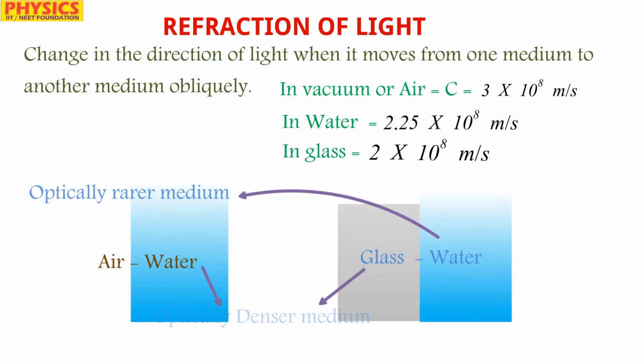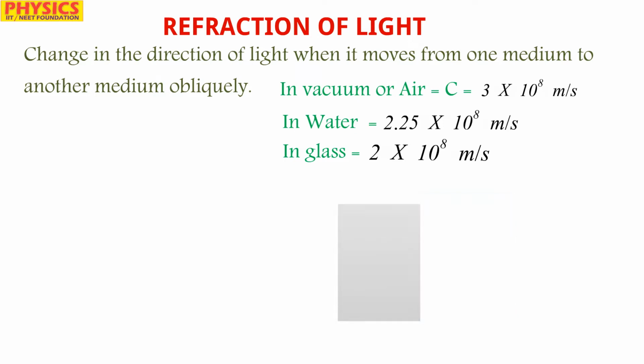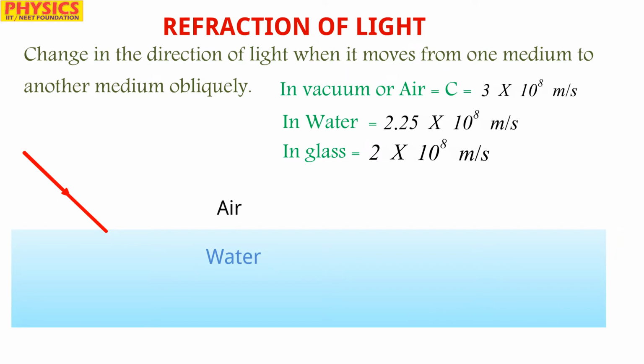Now let us see what happens when light travels from an optically rarer medium to an optically denser medium. For this I am taking air and water. When light travels from air to water, the actual path of the light ray is the dotted lines. As the light is moving from optically rarer medium to optically denser medium, it is bending. As the speed is decreasing, it is bending towards the normal. See, the light ray is bending towards the normal.